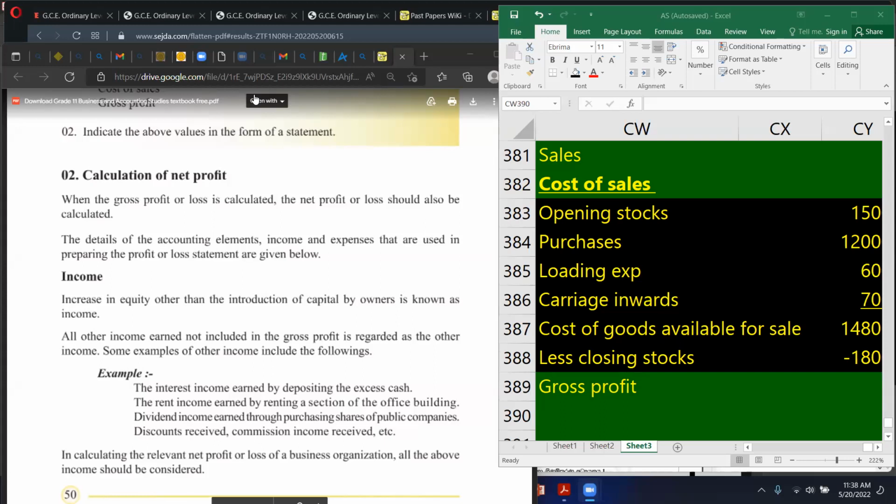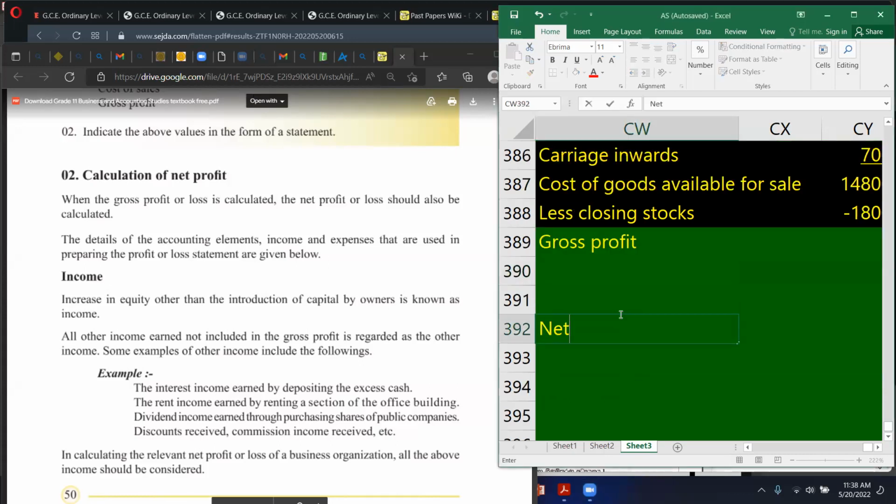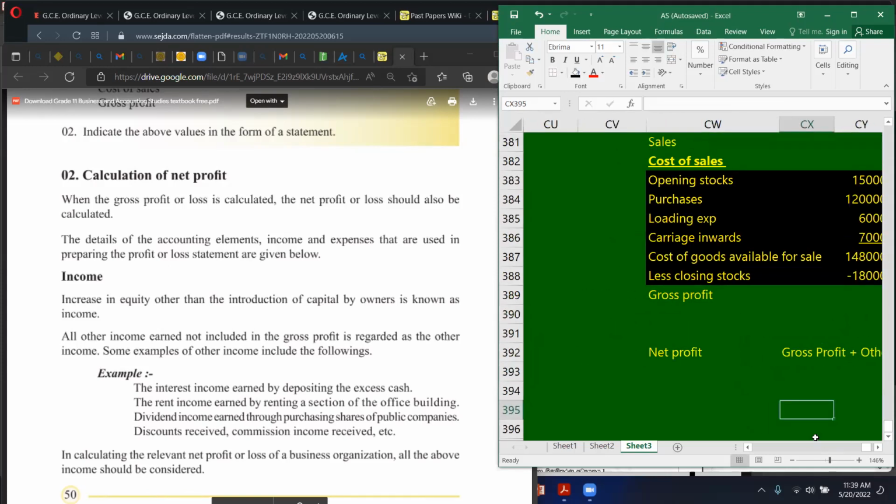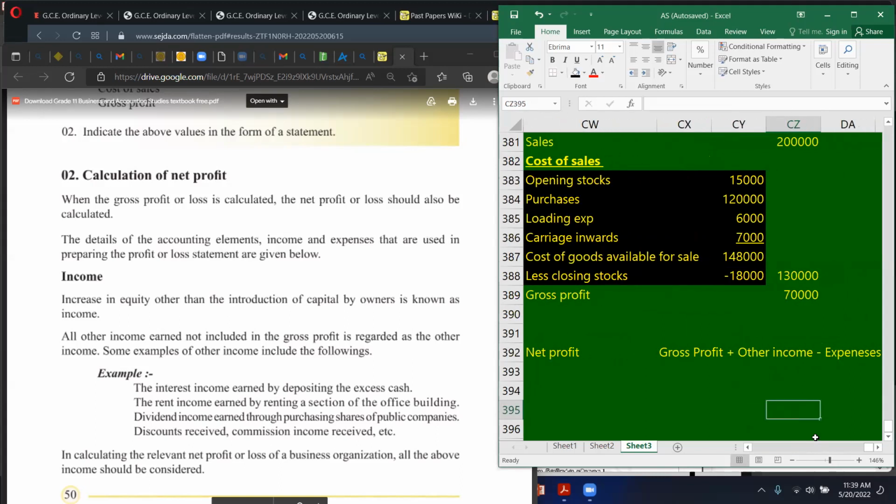Right. So write it down. Net profit equals gross profit plus other income minus expenses.